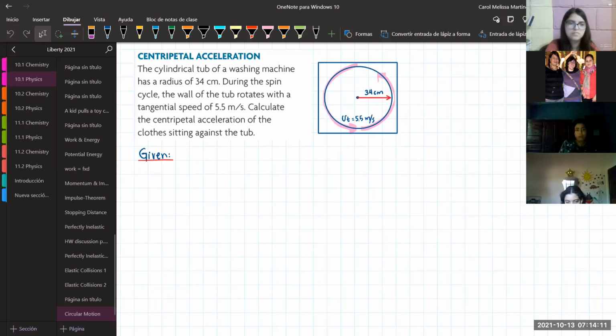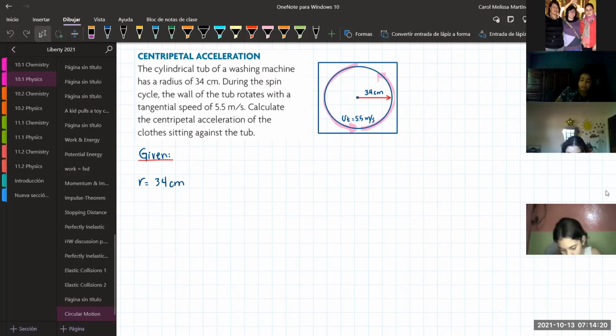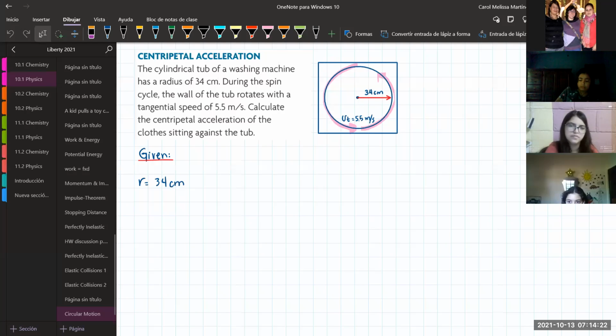Okay, so given the radius that is 34 centimeters, you know centimeters doesn't work for us, so we need to convert from centimeters to meters. Okay, so the conversion you already know. In 1 meter, you have 100 centimeters. So that's 0.34 meters. And the tangential speed, which is Vt, is 5.5 meters per second, and they're asking you to find AC.